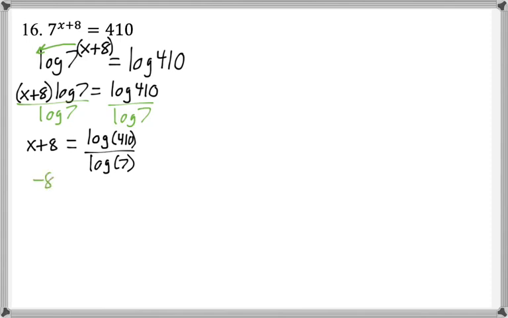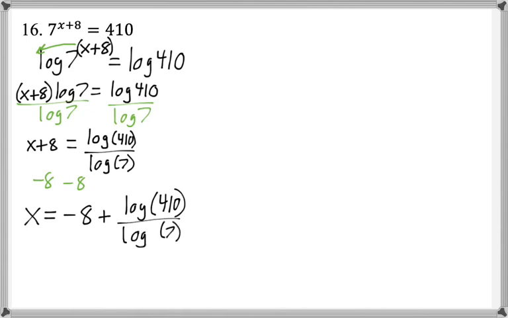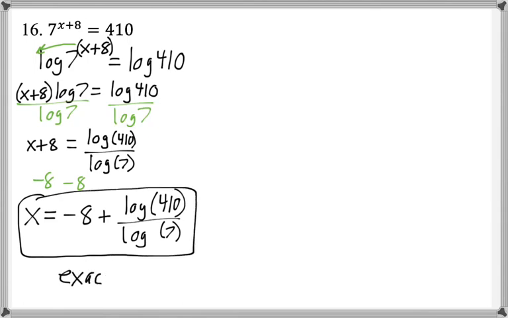to subtract 8 from both sides. X is equal to negative 8 plus log of 410 over log of 7. And this would be our exact answer. And then typing this into the calculator to find the decimal approximation, we would get negative 4.908.